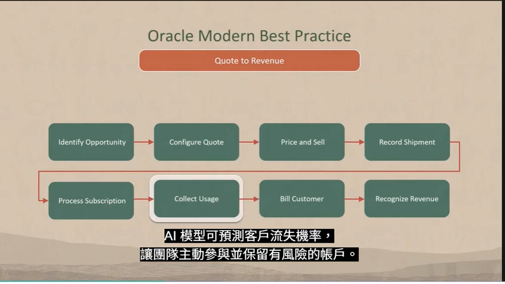This is the process step, price and sell, as it lets you create promotions that can add free items on sales orders. Let's talk about the business benefits.